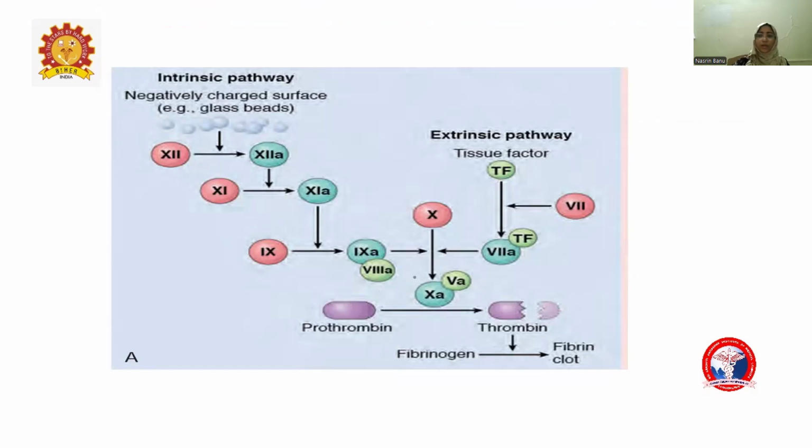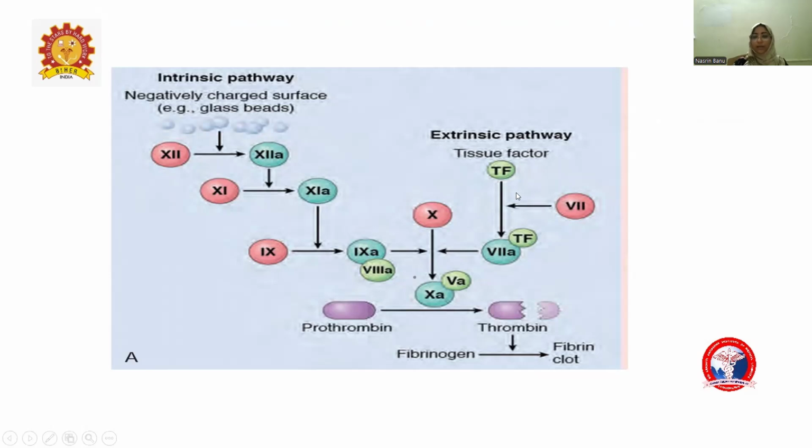This diagram shows the intrinsic and extrinsic pathway. In the intrinsic pathway, negatively charged surfaces such as glass beads, when they come in contact with the blood, cause activation of factor 12 to activated factor 12. Activated factor 12 will convert factor 11 to activated factor 11, and activated factor 11 will convert factor 9 to activated factor 9A. This, in the presence of factor 8, will convert factor 10 to activated factor 10. That is from the extrinsic part, that is tissue factor.